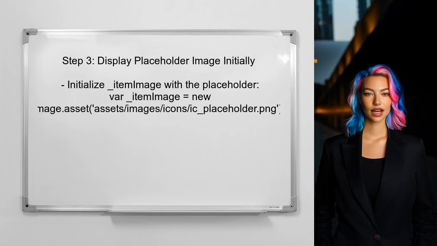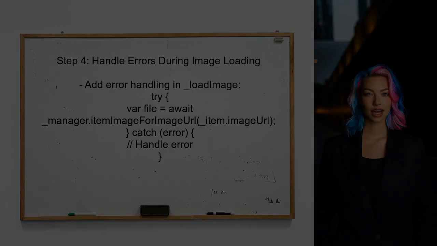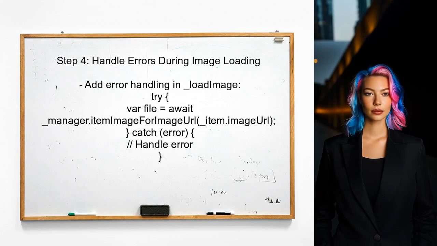Now, the user needs to ensure that the placeholder image is displayed initially while the actual image is being loaded. This can be achieved by initializing the image variable with the placeholder image. Finally, the user should handle any potential errors that may occur during the image loading process. This can be done by adding error handling in the load image function to ensure a smooth user experience.